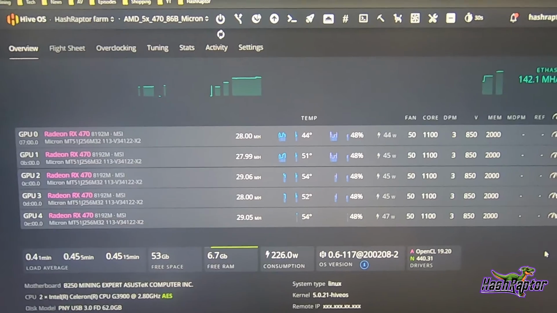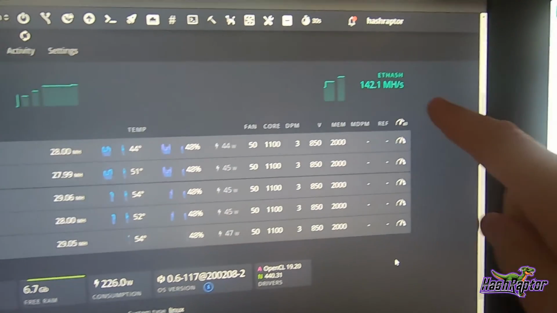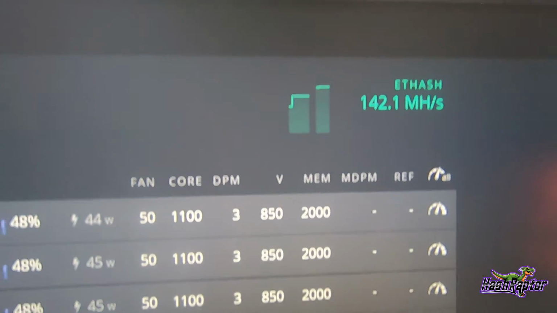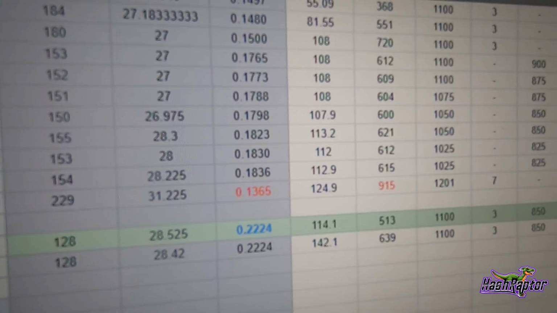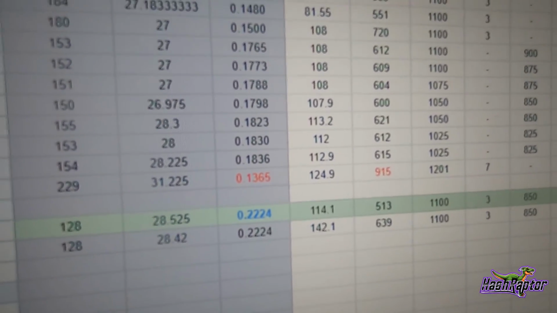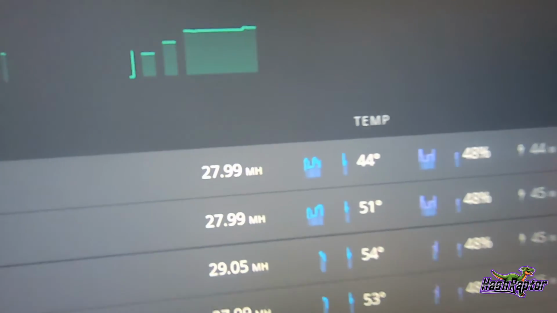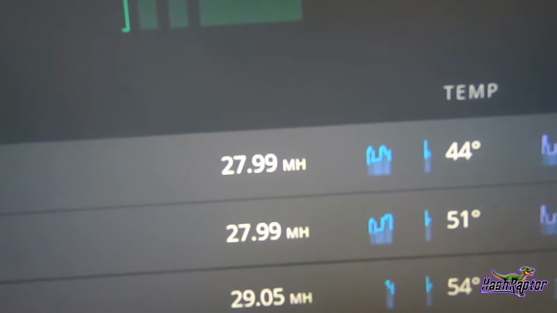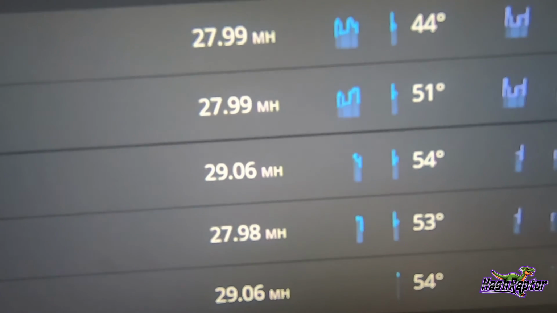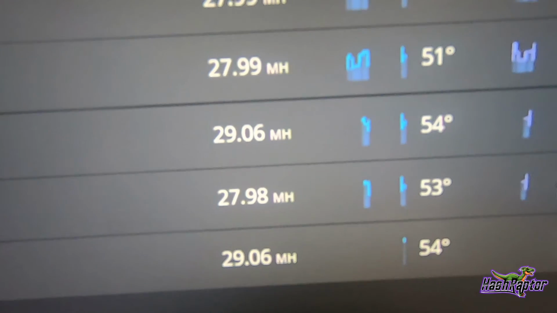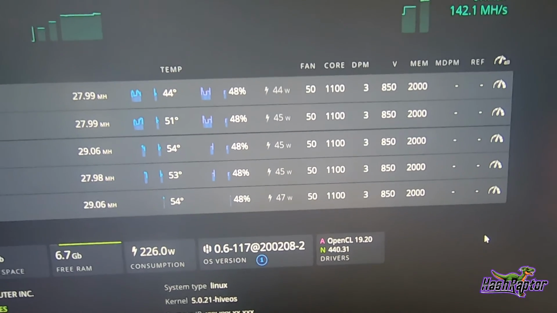All right, so we have added the fifth card. We BIOS modded the fifth card, and we are currently at 142.1 mega hash. The rig is averaging 28.42 mega hash per GPU, and our average dropped a little bit since we upgraded from four cards, because that last card we dropped in is only at 27.99 mega hash instead of the 29 that two of these others are at. So we're gonna have to do some tweaking here. But so far, I'm fairly happy with this.